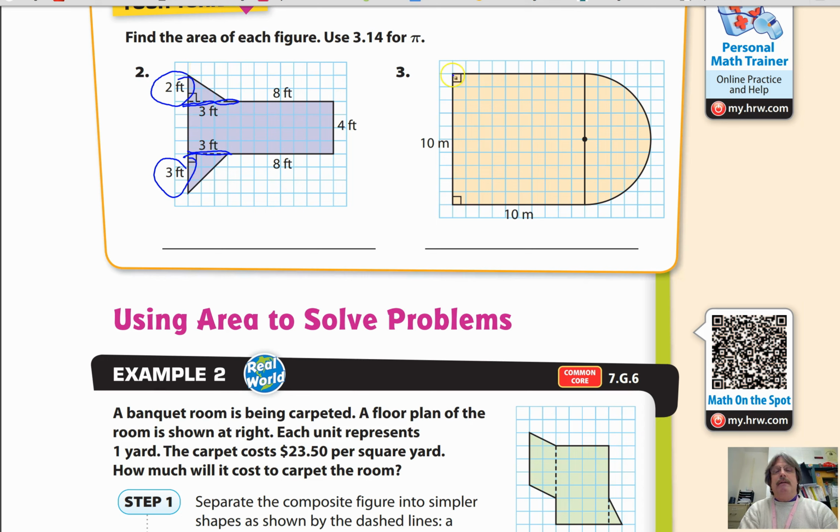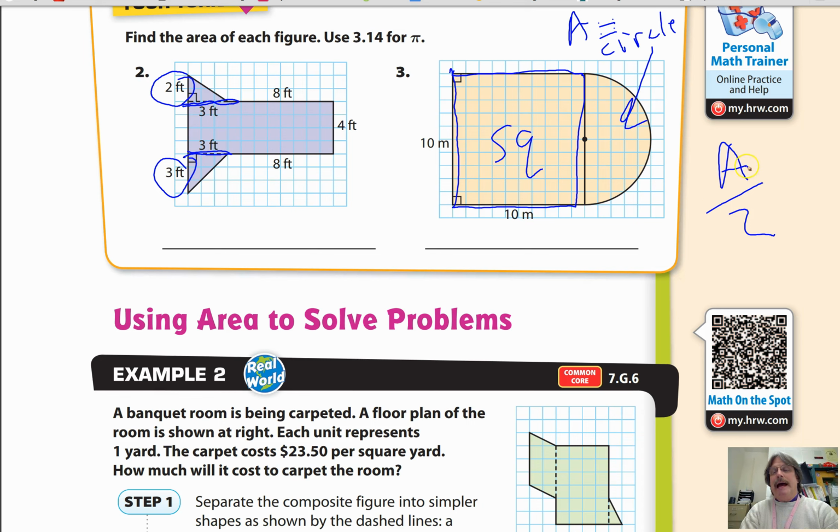This one here, we have a square. And then what's this look like here? Well, that looks like a circle. So use the area of a circle, but how much of the circle do we have? We have half of it. So once you find the area of the circle, divide that by 2, and then that'll tell you what you have. Then you take your square, you take the area of the half circle, add those two together, and you'll find your total area.